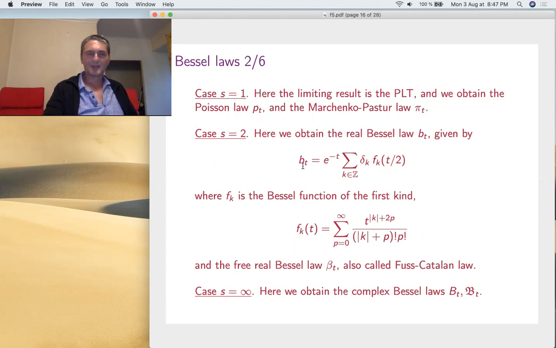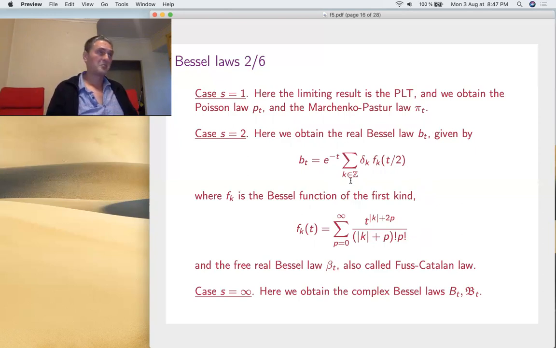Now, at S is 2 things become interesting. So here we obtain the so-called real Bessel law. By the name, because all the others are complex. I mean, roots of unity of order 2 are plus minus 1, but the others start to be complex measures. So that's the real measure. So this is called real Bessel. And of course, it's supported by Z, right?